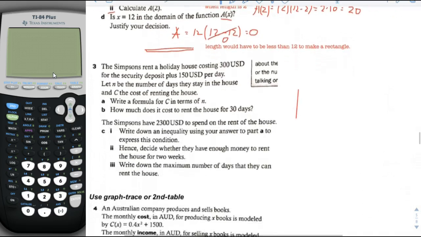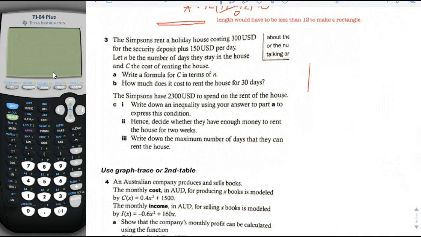The Simpsons rent a holiday house costing $300 for a security deposit plus $150 per day. Let n be the number of days they stay in the house and c be the cost of renting the house. Write a formula for c in terms of n. So the cost of renting the house is equal to the security deposit, 300, plus 150 per day: 150 times the number of days. The number of days happens to be n.